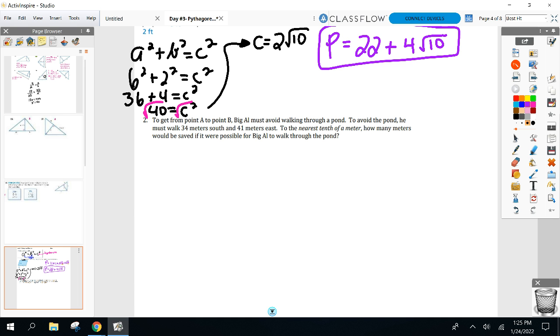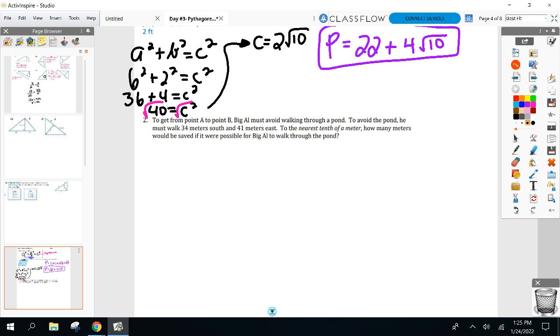Ask anybody who's done honors geometry before, and ask them about Big Al. They'll know exactly what you're talking about. Legend, Big Al. It does everything. All right. Well, he doesn't want to walk through a pond. Who does, right? So to avoid this pond, he's going to go 34 meters south, 41 meters to the east. So I want to know, how many meters would he have saved if he could actually walk through the pond?